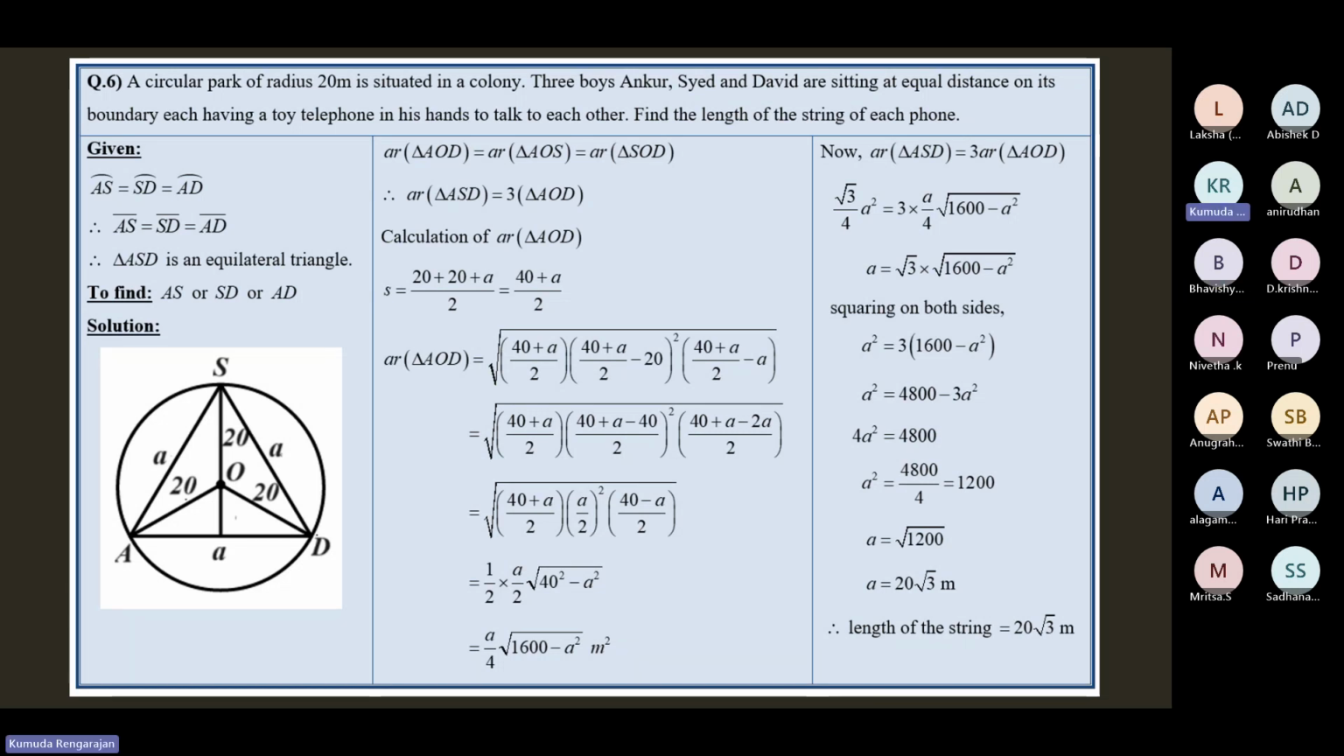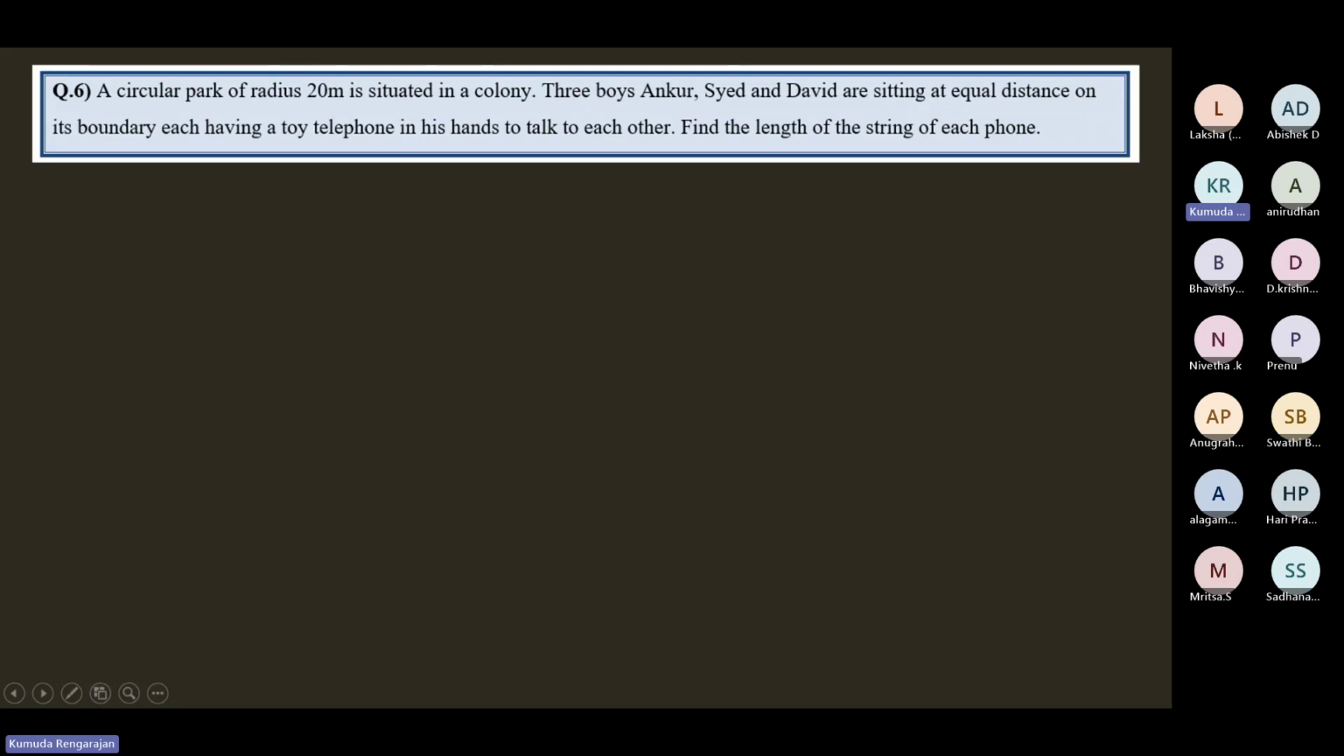Yes, ma'am. Okay. So a circular park of radius 20 meters is situated in a colony. 3 boys, Ankur, Syed and David, are sitting at equal distance on its boundary, each having a toy telephone in his hands to talk to each other. Find the length of the string of each phone.